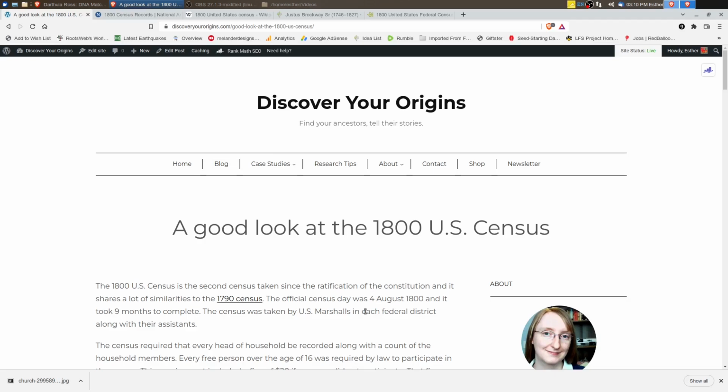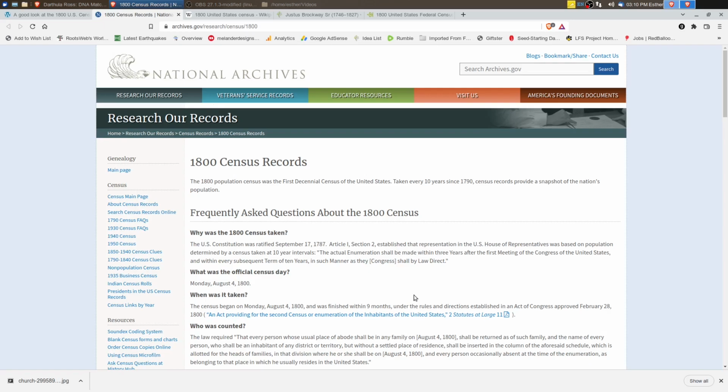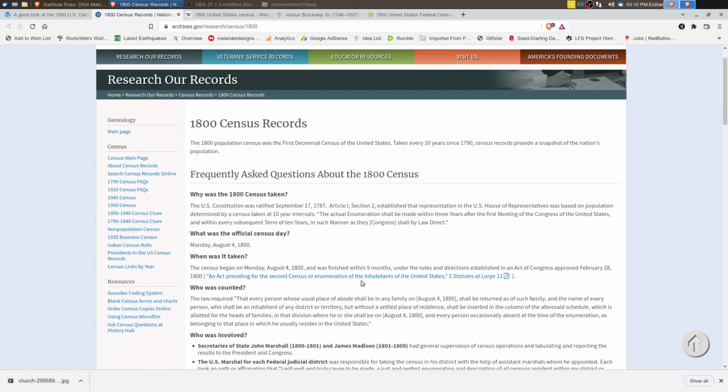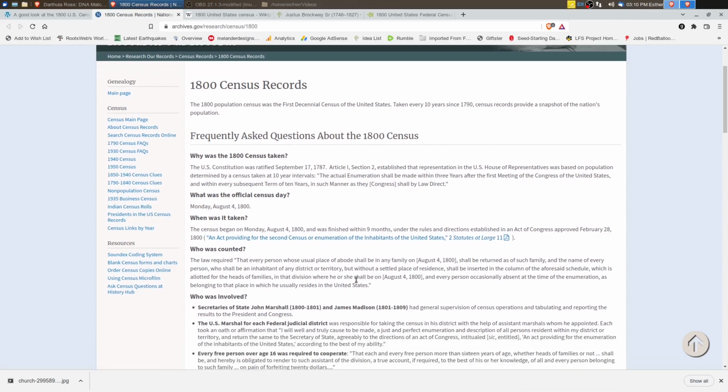The first place I go to look for information about a U.S. Census is the National Archives. The National Archives has created a frequently asked questions page about each of the U.S. censuses, and this is the one for the 1800 census. This is the second census that was taken after the ratification of the Constitution, and it has a lot of similarities to the 1790 census.